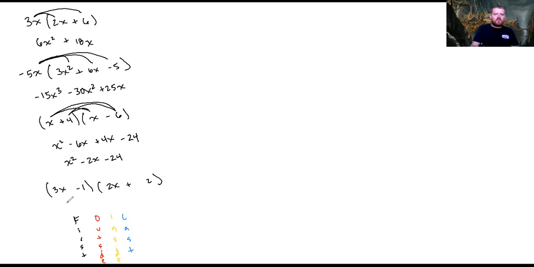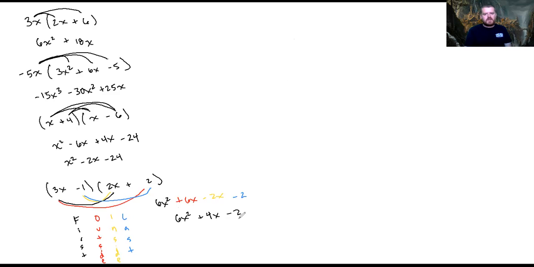So if I'm using the FOIL method, I'm multiplying the first two terms, so 3x times 2x. Then I'm multiplying the outside terms, 3x times 2. Then I'm multiplying the inside terms, -1 times 2x. And then the last terms, -1 times 2. Once I do that, I'm going to combine like terms. And that's my answer.